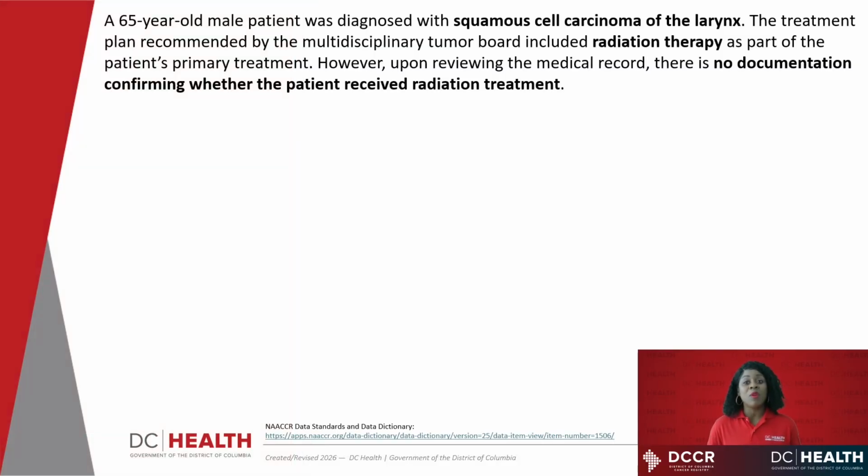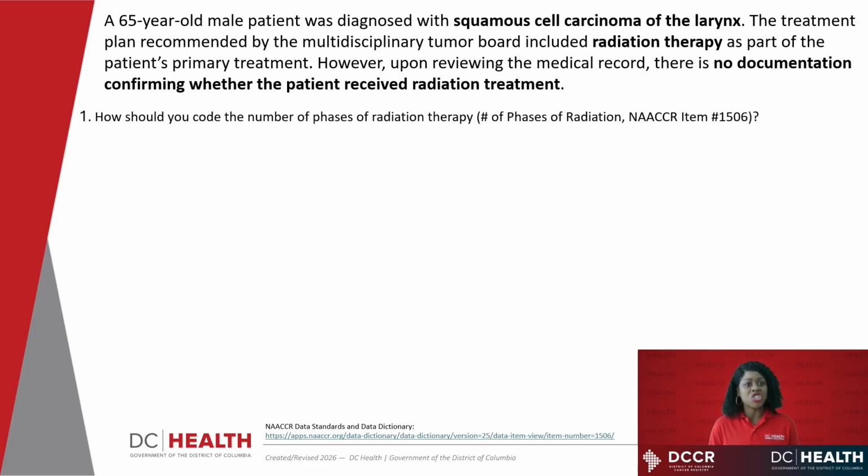A 65-year-old male patient was diagnosed with squamous cell carcinoma of the larynx. The treatment plan recommended by the Multidisciplinary Tumor Board included radiation therapy as part of the patient's primary treatment. However, upon reviewing the medical record, there is no documentation confirming whether the patient actually received radiation treatment. How should you code the number of phases of radiation therapy? A, 99, B, 00, or C, 88?